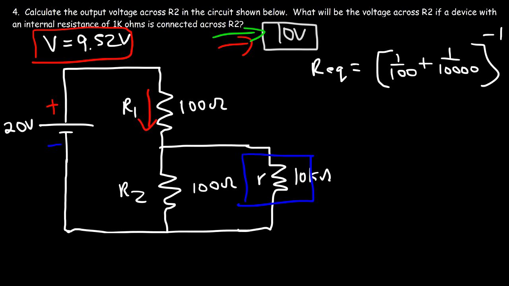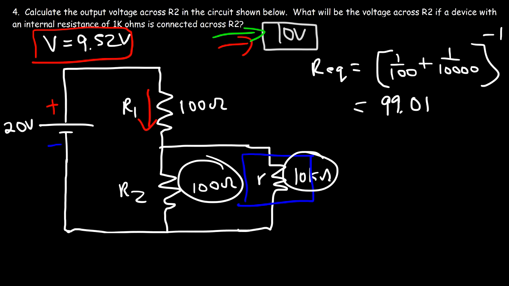So 1 over 100 plus 1 over 10,000, raised to the negative 1. This is going to be 99.01, which is very close to 100. And so the higher the internal resistance of the device, the better, because the equivalent resistance won't be very far from R2, which is what we want. So that means the voltage across R2 will be very close to 10.